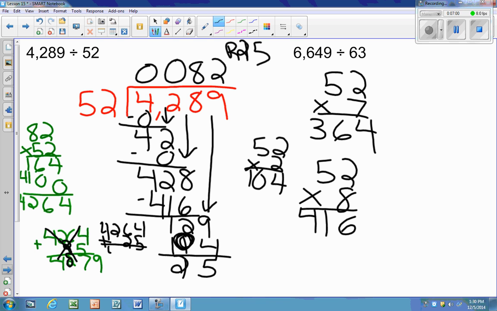And I notice that my answer does work out this time. So that's the reason that we check. And when we check, we also want to make sure that our check is correct, because sometimes that is where our error is. So that was lesson 15 for Module 2.